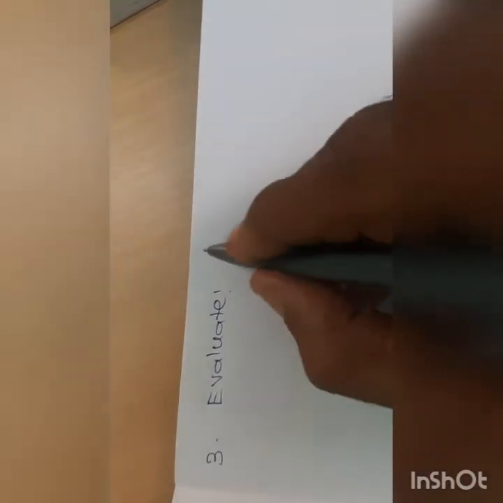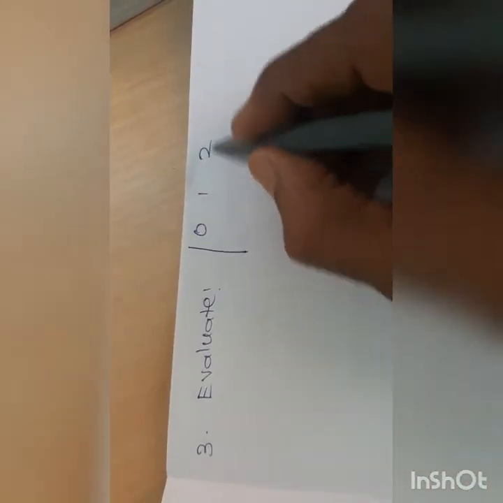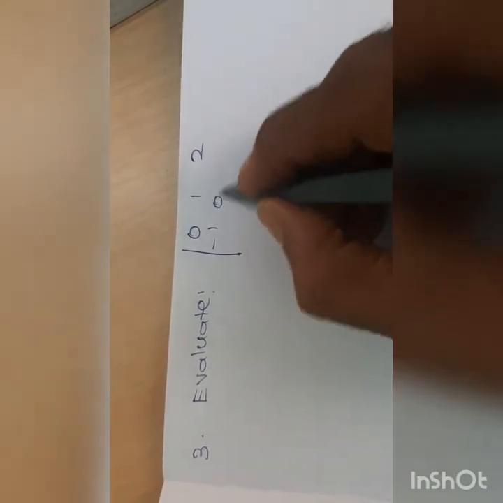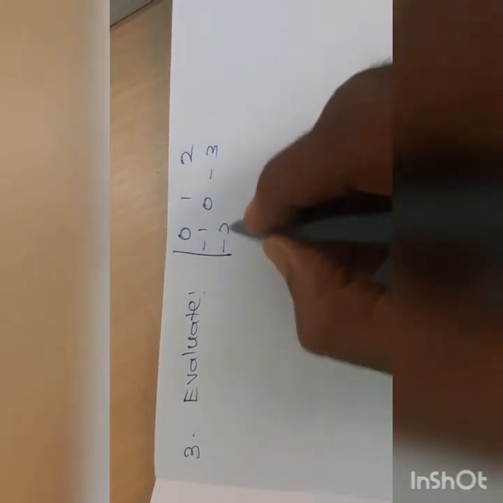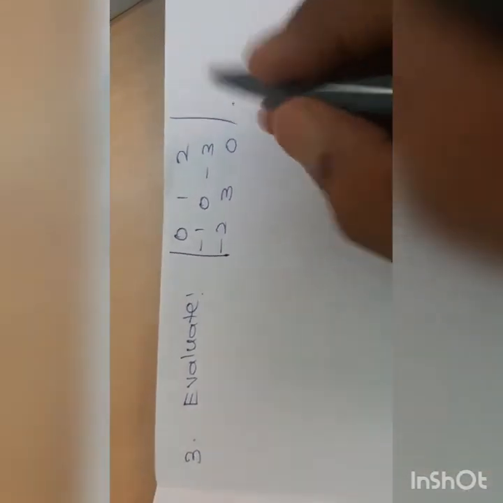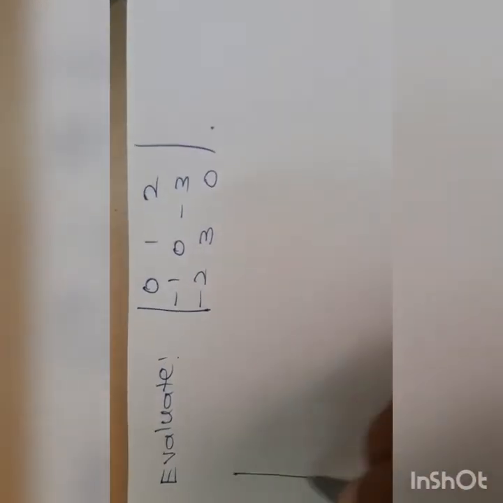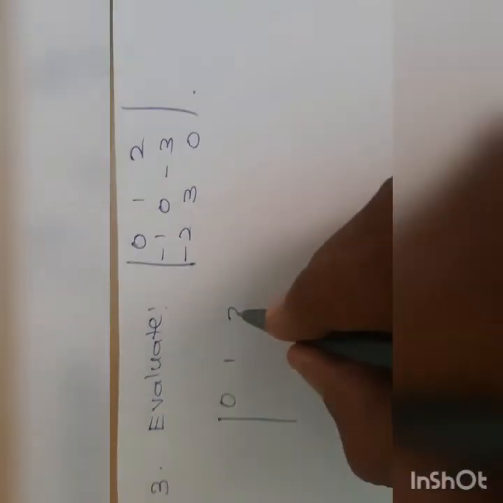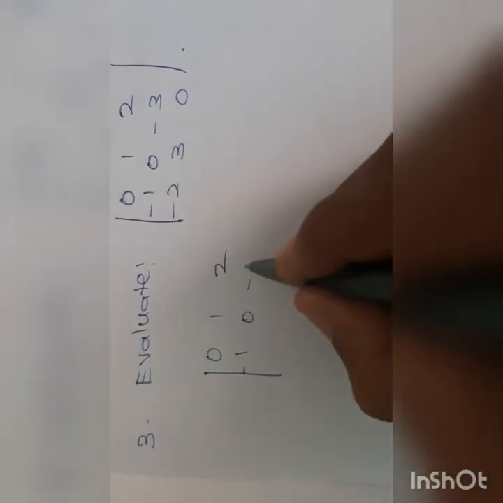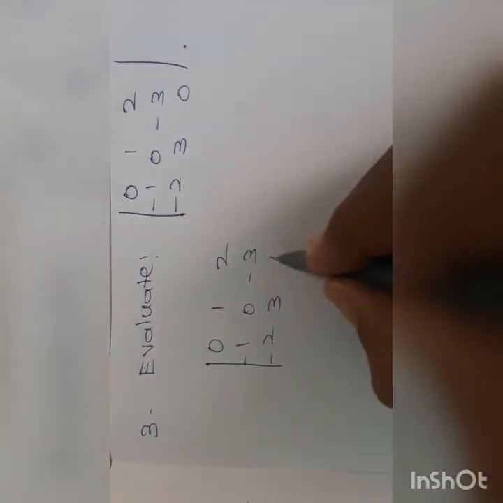So third sum, evaluate the determinant 0, 1, 2, minus 1, 0, minus 3, minus 2, 3, 0. So we have to evaluate this determinant. That is 0, 1, 2, minus 1, 0, minus 3, minus 2, 3, 0.